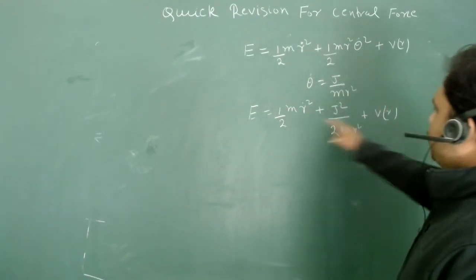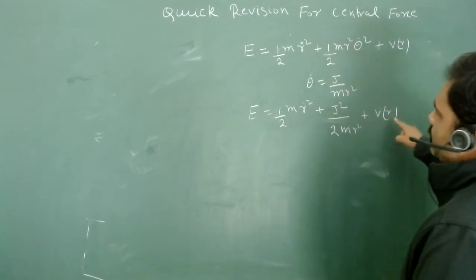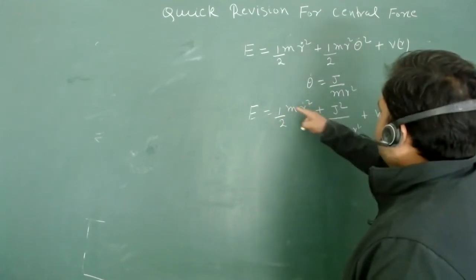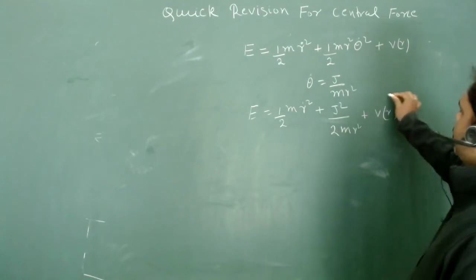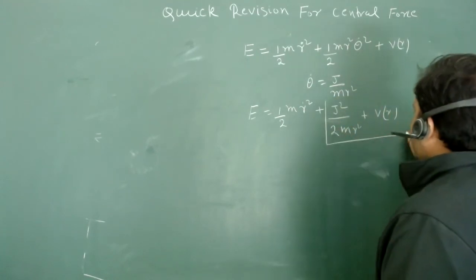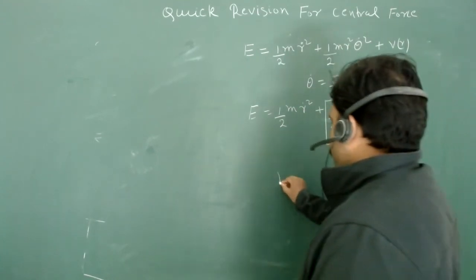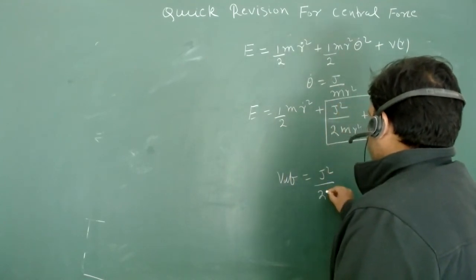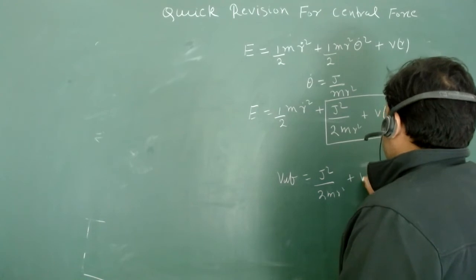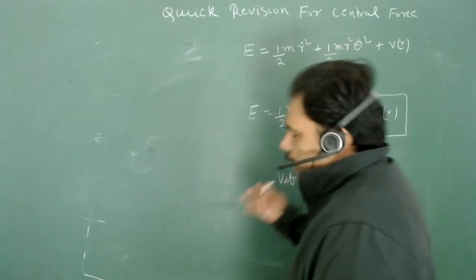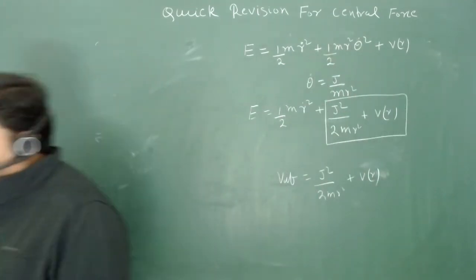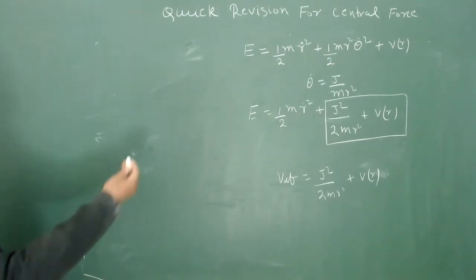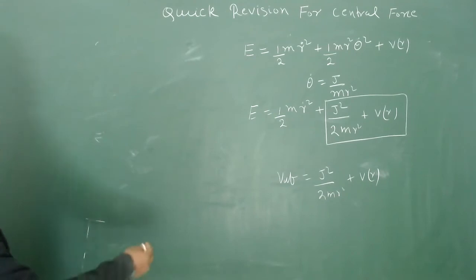And here we can see that I have written energy E. This is kinetic energy, and this rotational kinetic energy plus potential energy can be equivalent to V effective. So we have V effective, and this is your J square upon 2 m r square plus V(r). There is a lot of use of this particular V effective. So you can use the circular condition for circular motion for the V effective also.